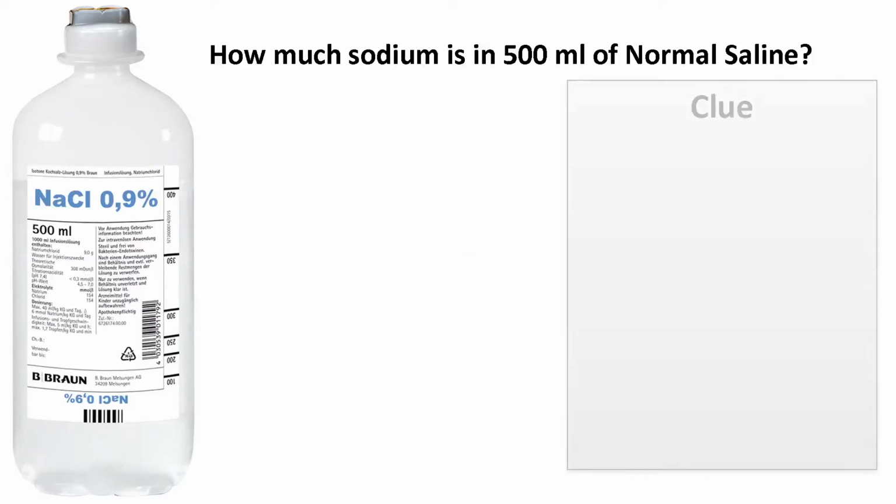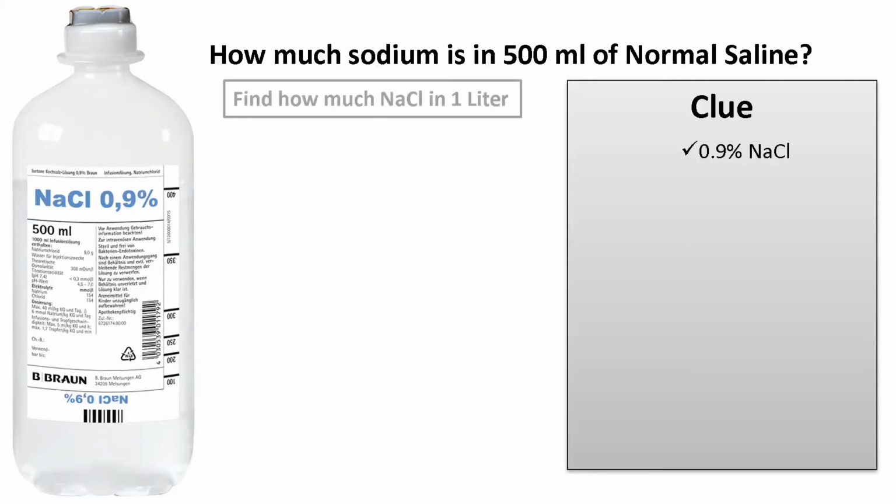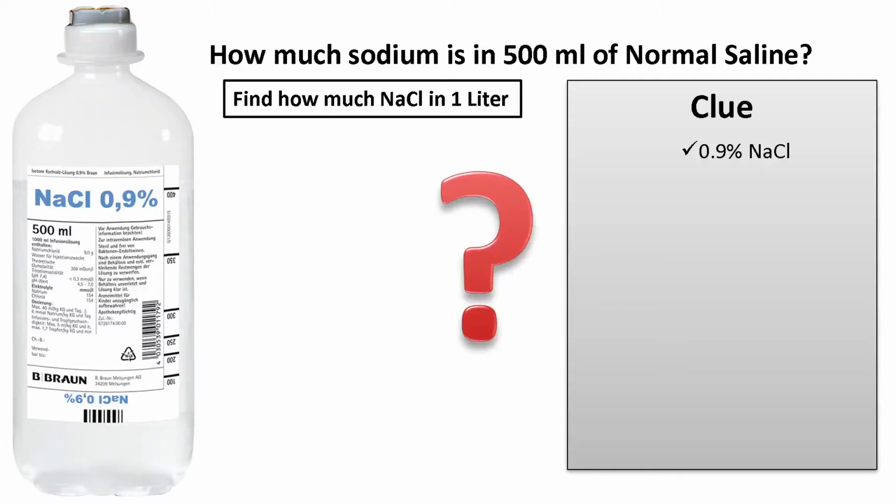Come, I will walk you through the solution of this question. We have 0.9% sodium chloride, and we have to find how much sodium chloride is in 1 liter of normal saline. So there is 9 grams of sodium chloride per liter. The molecular weight of sodium chloride is 58.44.